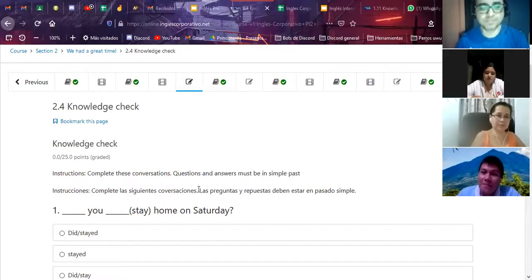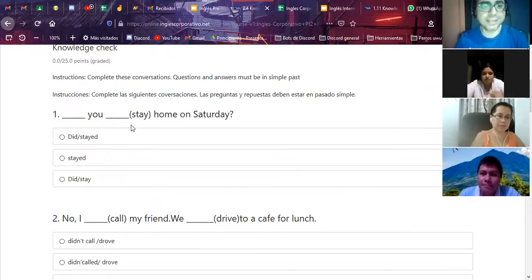Okay, so this is the 2.4 knowledge check. It says complete this conversation. Questions and answers must be in simple past. And there are some exercises. Do you remember what is to stay? Stay, quedarse. The meaning, the usage. Quedarse o estar. What would be the opposite of stay? Leave. Probably it's better leave.